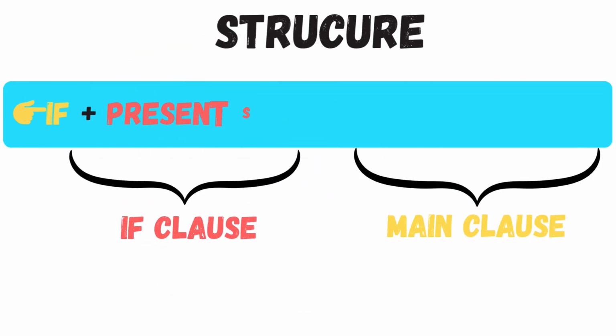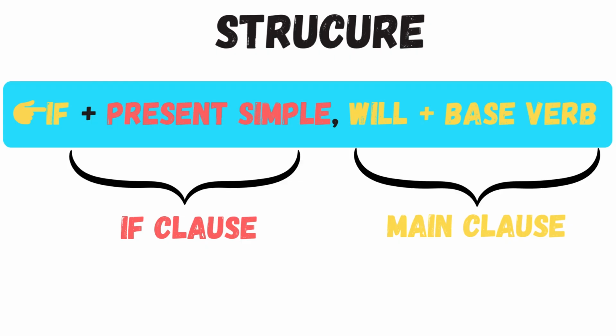This is how we form the first conditional: if plus present simple, will plus base verb. The if clause shows the condition, what might happen. The main clause shows the result, what will happen if the condition is true.